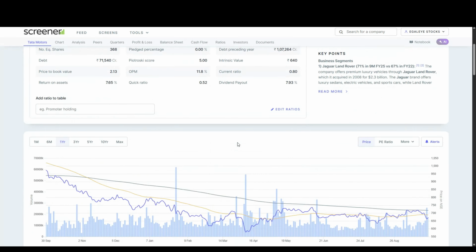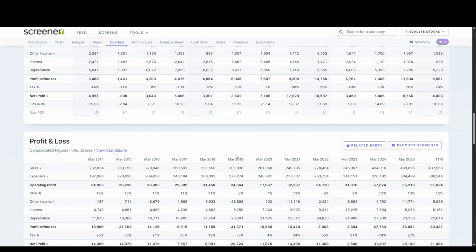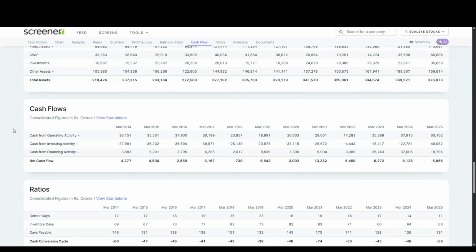Next one we'll look at the cash flows. Cash flows are, if you go down here, just here, yeah. And if you go to cash flows, you will see cash flow from operating activities, cash flows from investing activities, cash flows from financing activities. I will give you a simple formula here. Cash from operating activities should be plus, cash from investing activities should be minus, cash from financing activities should be plus, and that will give you net cash flows.